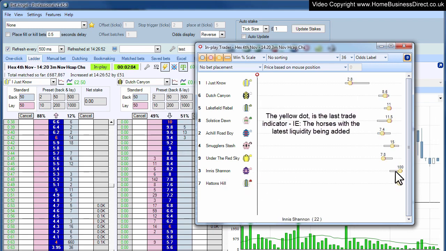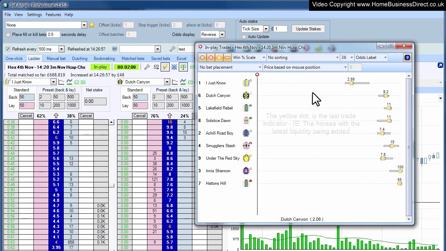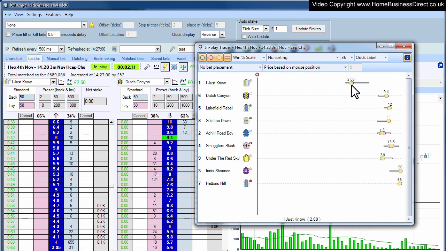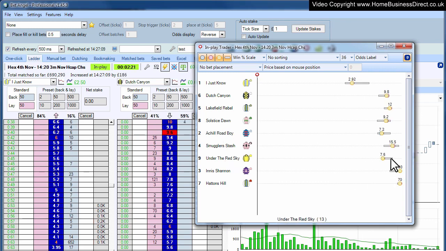So if you see on this horse here, obviously the yellow is right at the back. Now, I just note the yellow dot is near the front, which means the bulk of the money is being traded on this horse, as well as Under the Sky and number 2 there.